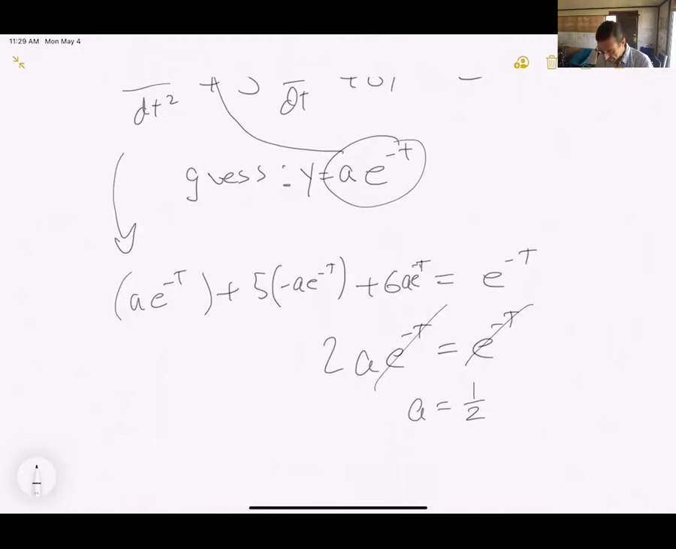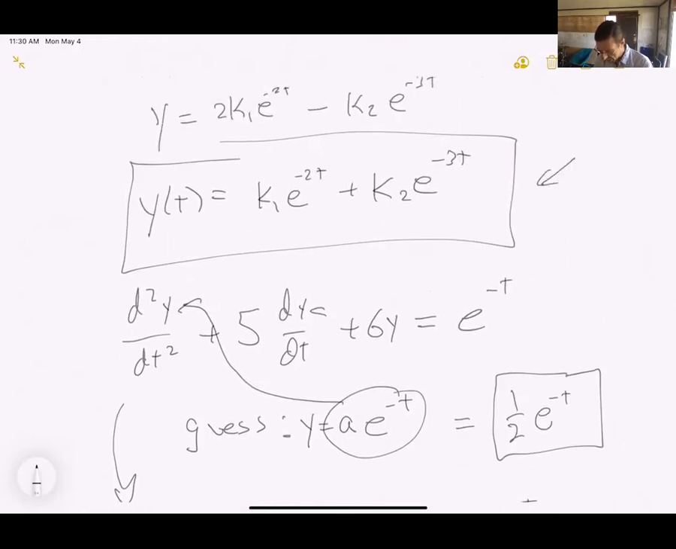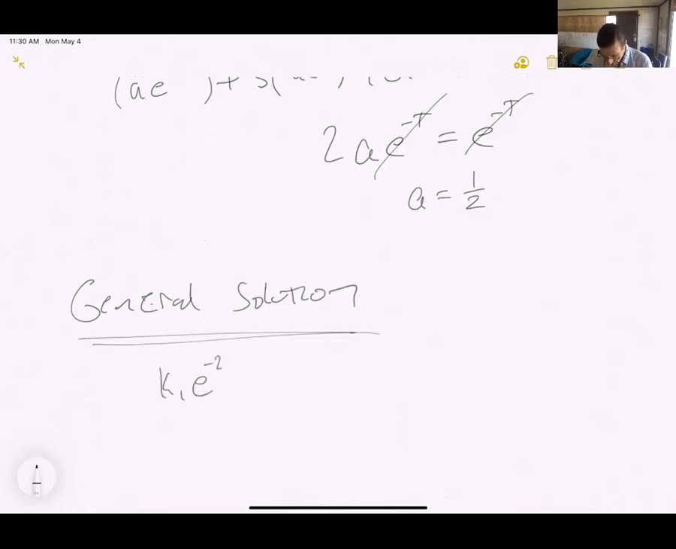Okay, so there we go. There's a specific solution. It's 1/2 e to the minus t. So we found the general solution of the unforced system, and by guessing, we found a specific solution of the forced system. So the general solution of the forced system is just the sum of those two. So the general solution is k1 e to the minus 2t plus k2 e to the minus 3t plus 1/2 e to the minus t.